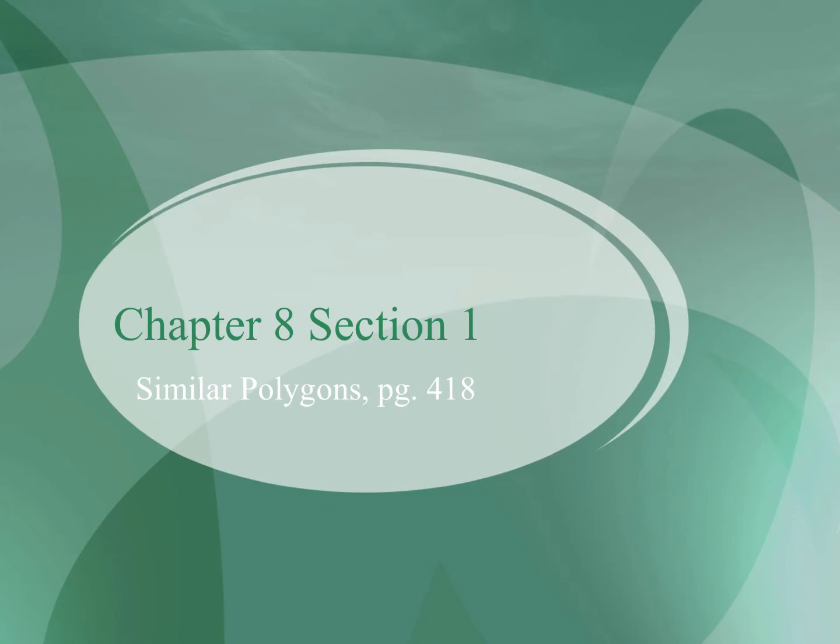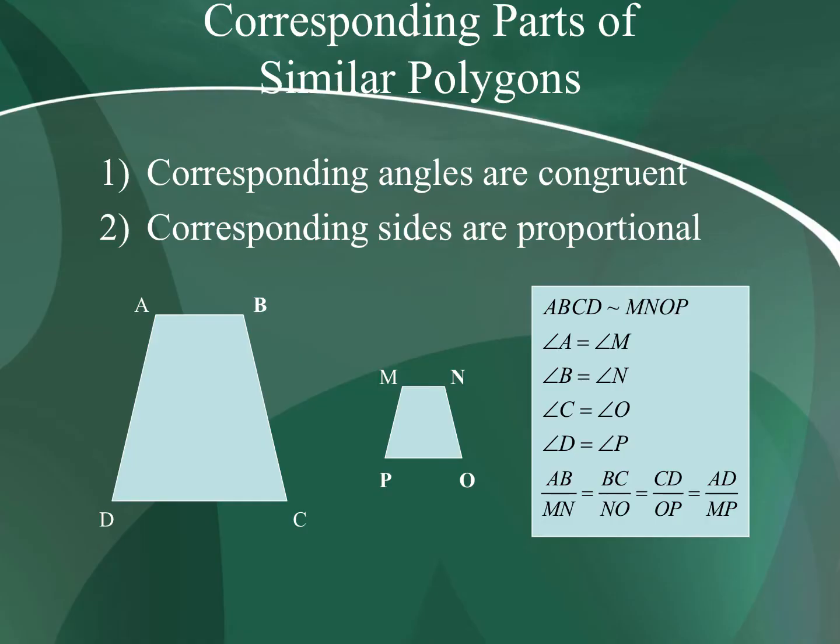So today we're going to cover Chapter 8, Section 1. Today what we're going to do is talk about similar polygons. Now, when you have similar polygons, they're going to be exactly the same shape. However, they're going to be different sizes. So remember that corresponding angles in similar polygons are going to be congruent. However, corresponding sides are going to be proportional.